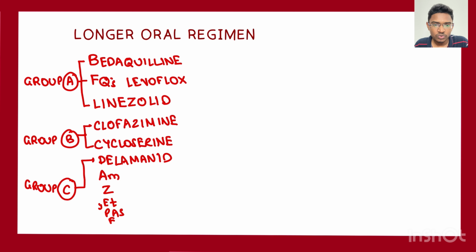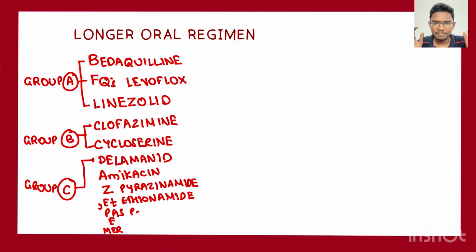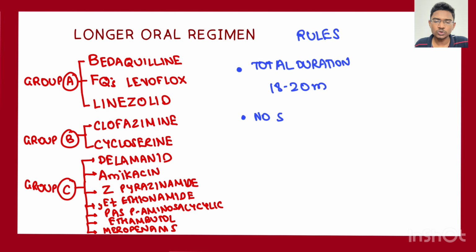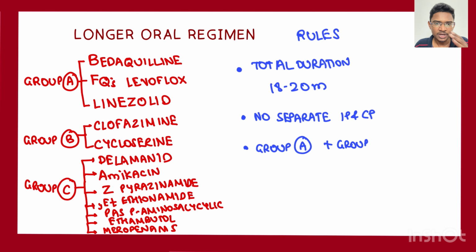This is how you should replace a drug if some drug doesn't work in this regimen. Like, the best ideal combination for the longer oral regimen: what are the most potent drugs? Group A. Include all 3 drugs in group A and include 2 drugs in group B. If you include 5 drugs, 3 from group A and 2 from group B, then it's the most ideal combination. Okay, this is the best ideal combination.